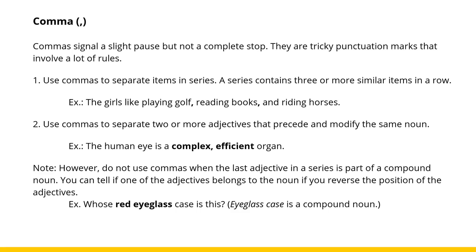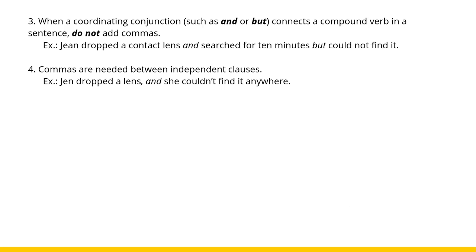You can tell if one of the adjectives belongs to the noun if you reverse the position of the adjectives. Here, for example, we have the sentence, "Whose red eyeglasses case is this?" As you see, eyeglasses case is a compound noun, and that's why we do not use any commas in this case. Here we are going to discuss an exception, when not to use commas even though we have some conjunctions. For example, when a coordinating conjunction such as "and" or "but" (you guys remember your FANBOYS) connects a compound verb in a sentence, in that case you do not add commas.